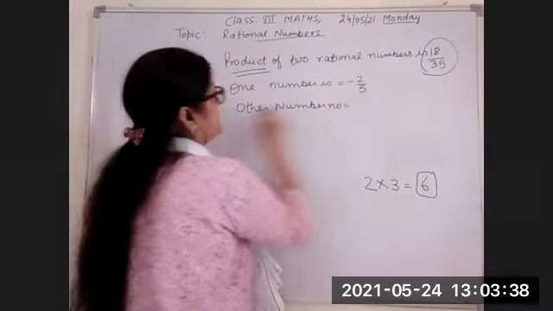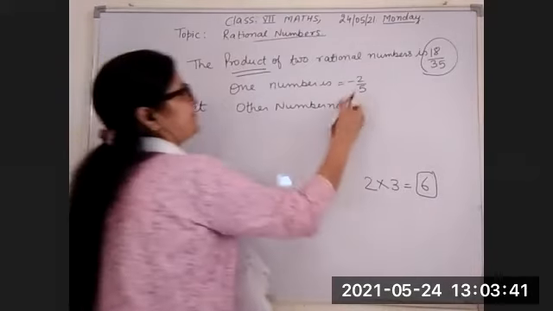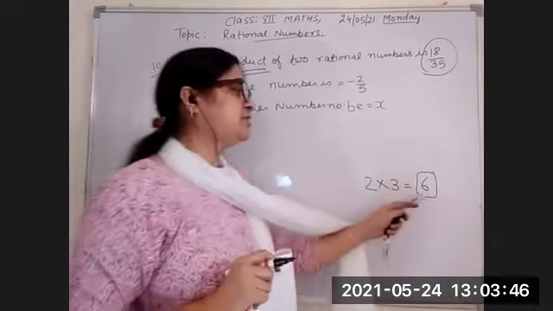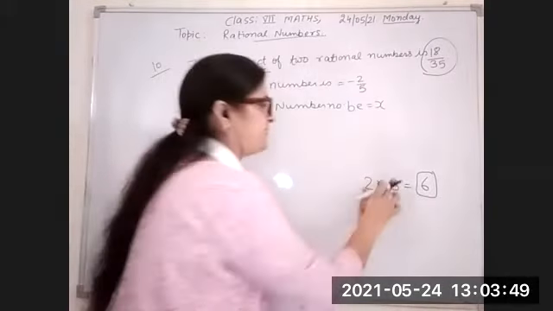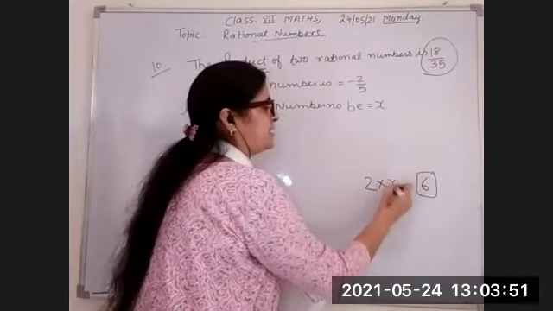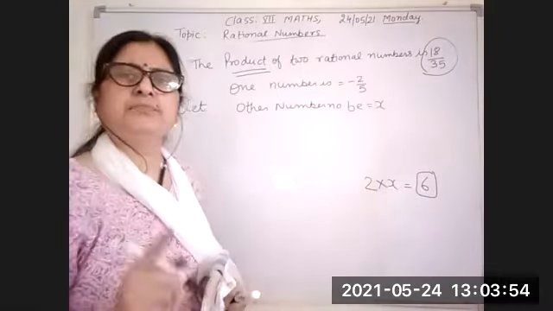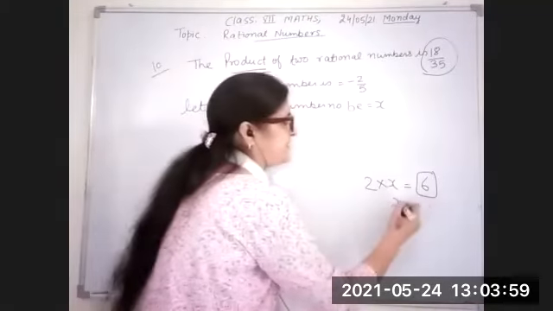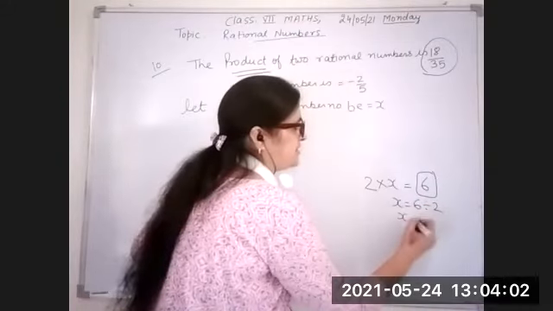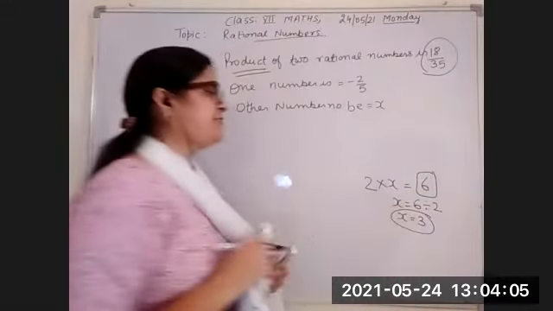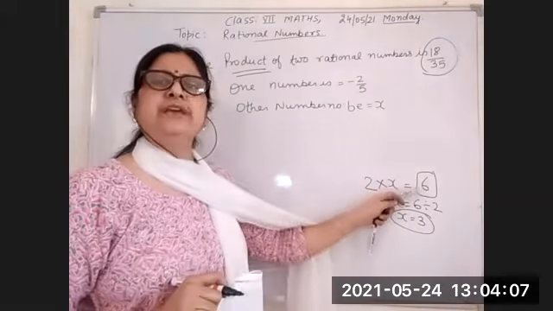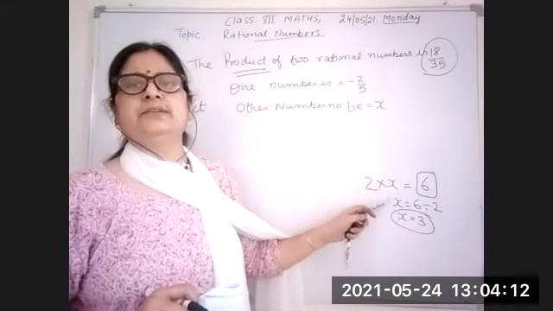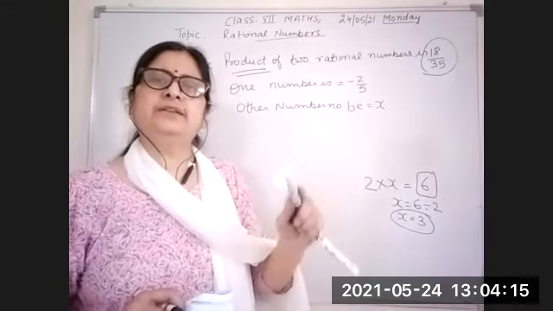You have to find the other number, so I let the other number be x. For example, if the product of two rational numbers is given as 6 and one number is given as 2 and the other number is not given, I let the other number be x. And how do I get the other rational number? By dividing 6 by 2, I will get the other number. If you have been given the product and one number, how do we find the other number? By dividing, we find the other number.